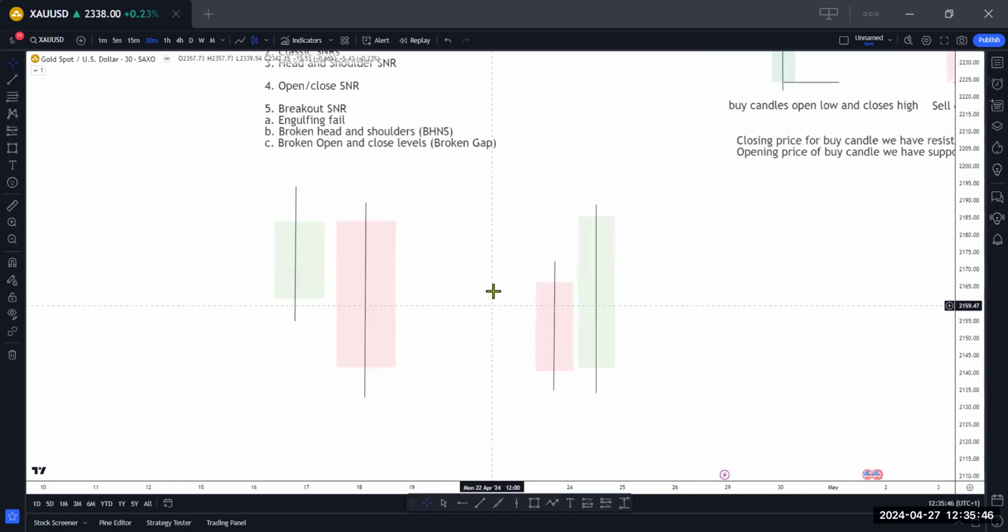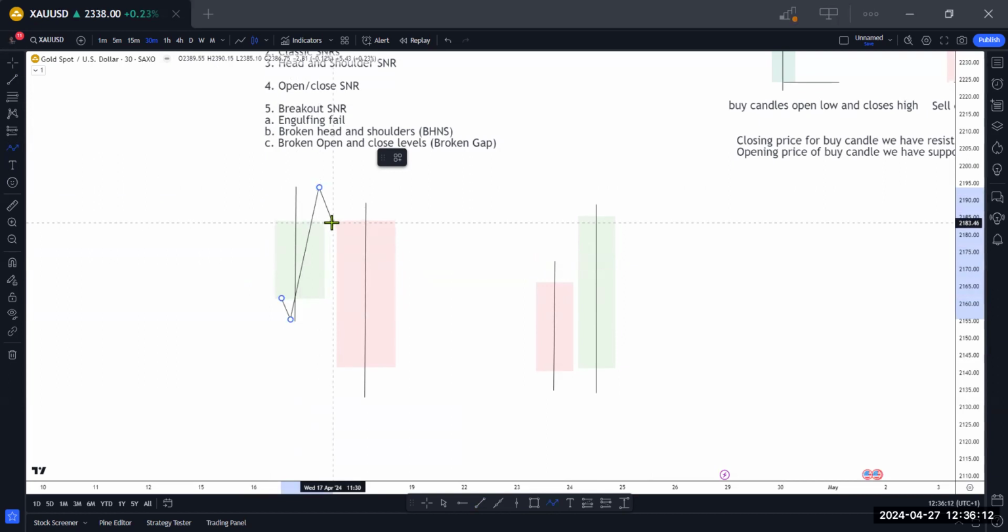Okay, so let's do something quick. We are going to draw the anatomy of this candle and this candle. This is a sell candle. I want you to follow me thoroughly. This is a buy candle and this is a sell candle. For a buy candle, the price opens low, comes lower, comes up, and then closes here.